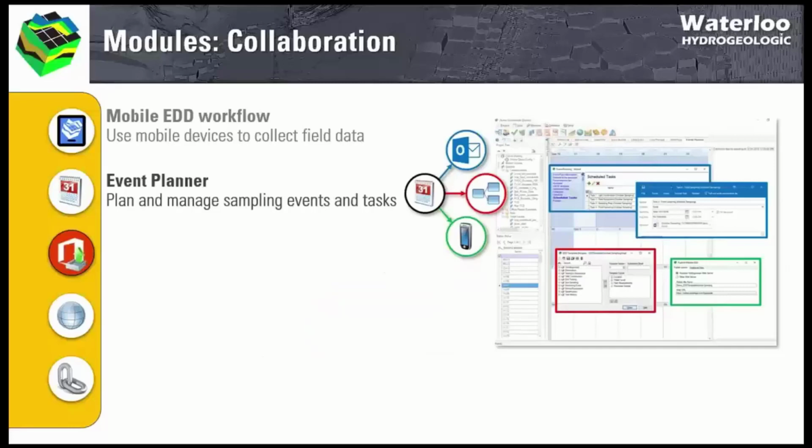There's also an event planner that allows you to plan out sampling events and other activities associated with data collection. You can create templates from that and then share those as Outlook calendar invites so that you have pretty much the entire sample plan built relatively quickly and shareable with your stakeholders, including your field staff or third-party labs.